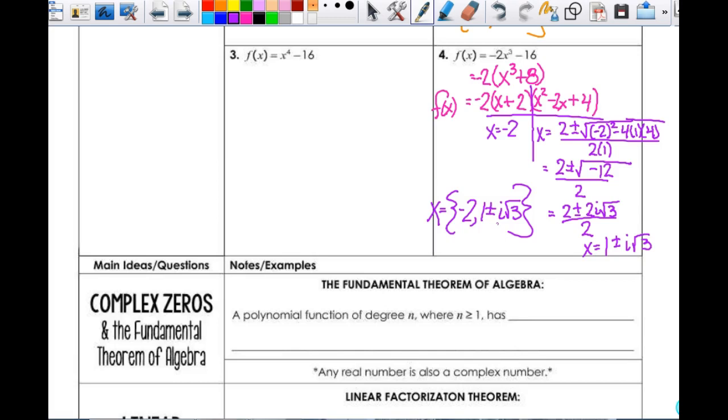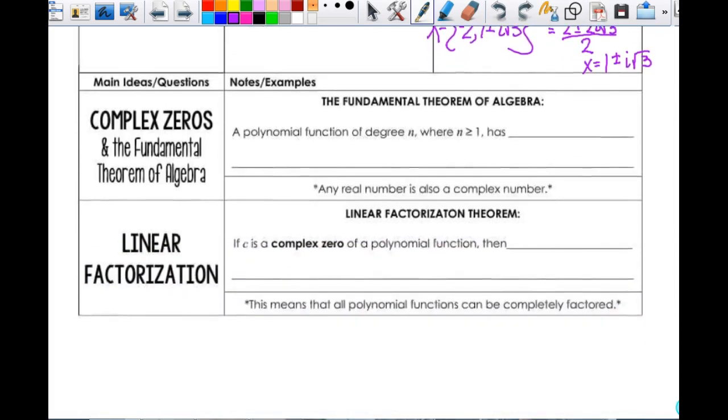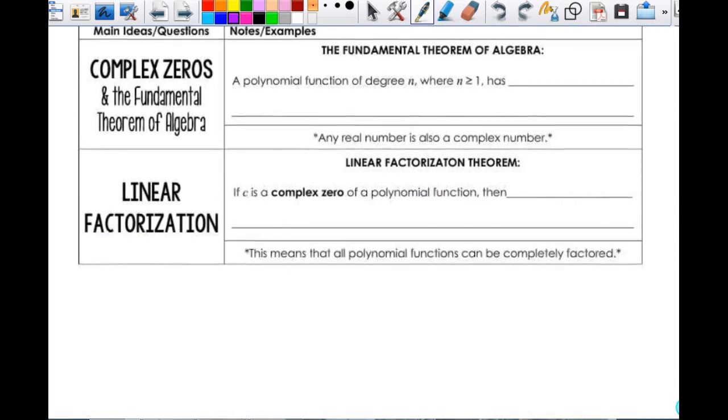Alrighty, so let's talk about the fundamental theorem of algebra. Fundamental theorem of algebra says a polynomial function of degree n, where n is greater than or equal to 1, has at least 1 zero in the complex number system.